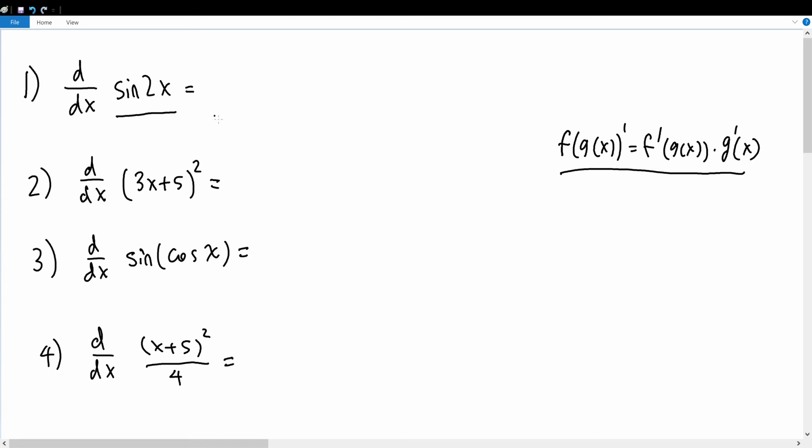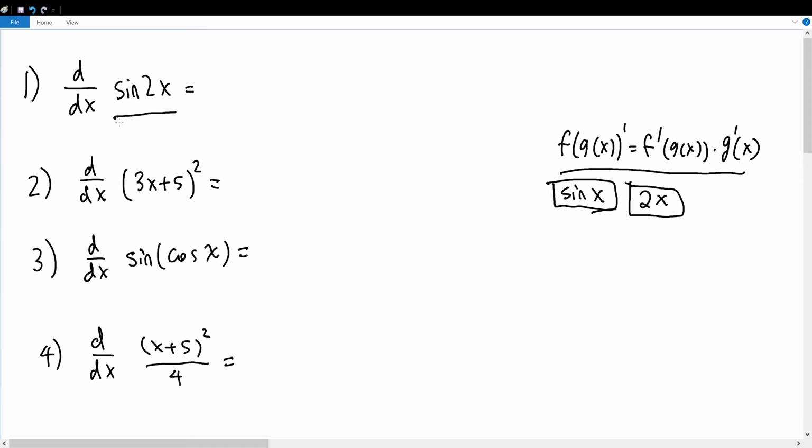So sine 2x. Well, first of all, what is the outer function and what is the inner function? We see here that sine of x is a function, but the input of x is 2x. So our first function is sine x, and our second function is 2x. The reason I know this is because sine of x is a trigonometric function, and 2x is just a straight line. So therefore, we have a composite function in the form of f of g of x. Therefore, we can use the chain rule to differentiate sine of 2x.